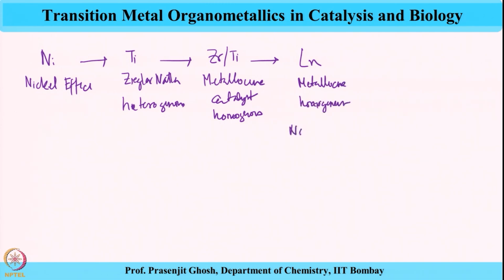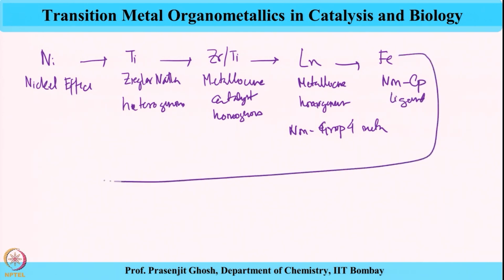Now, this is a non group 4 metal. Then we went to iron, and this was a non-Cp ligand, and then finally from iron with Brookhart we went back to nickel, which was this famous nickel catalyst of this type.